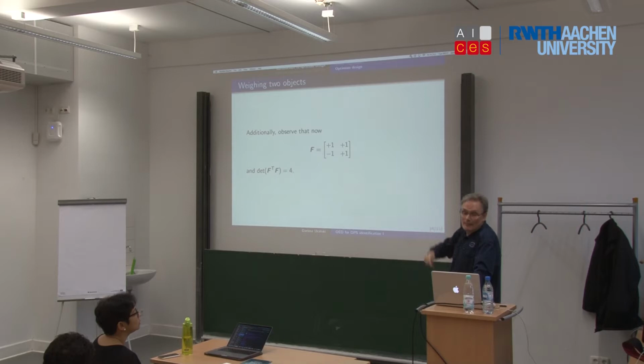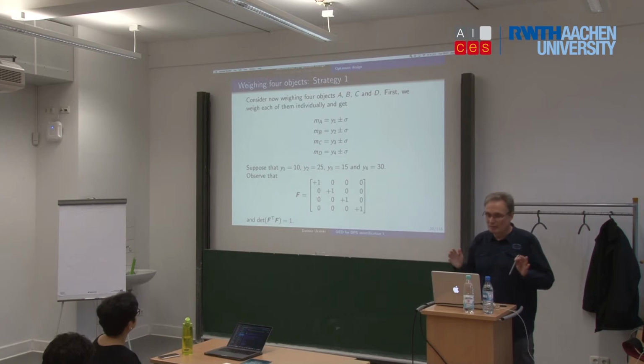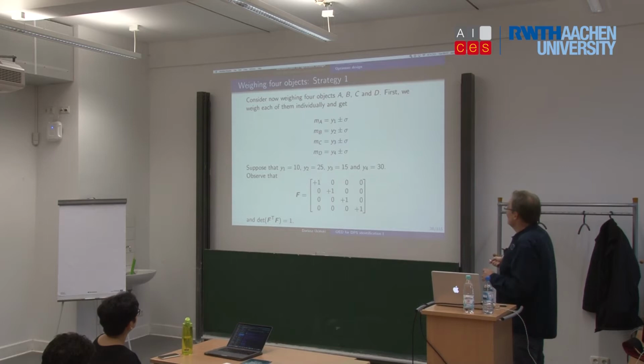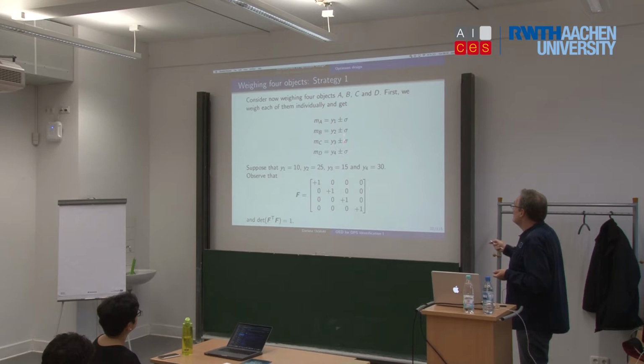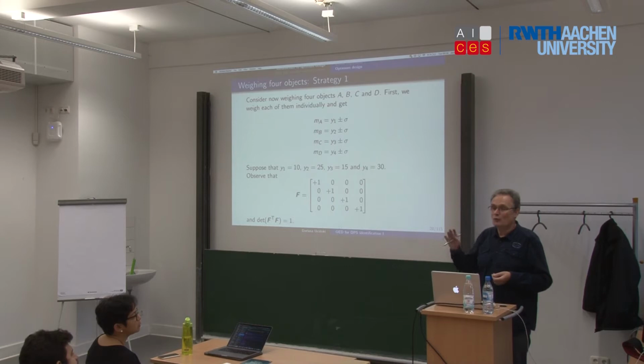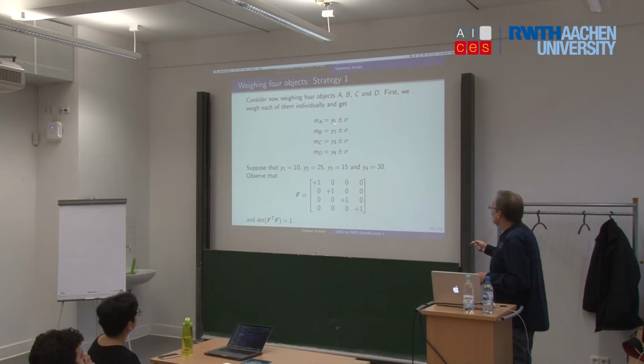We can repeat the whole experiment with weighing 4 objects. So our first strategy, we have here 4 objects, A, B, C, and D. We have an experimental budget of four measurements. We can only take four measurements. So let's measure the masses of the individual objects separately, as was the case at the beginning for two objects. So here you can see the matrix capital F. The determinant is 1.